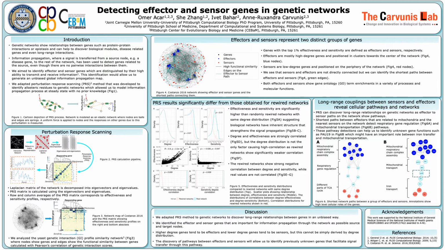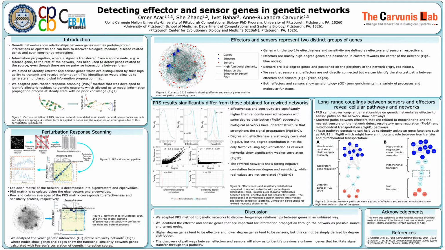In this project, we analyze the yeast genetic interaction profile similarity network, published by Costanzo et al. in 2016. On this network, nodes are genes, and edges represent the functional similarities between those genes. By applying PRS on the Costanzo network, we identified effector and sensor genes, which show the highest effectiveness and sensitivity values. On this network, you can see that effectors are positioned in clusters towards the center of the network, and sensors are positioned on the periphery and less clustered. We see that they are not directly connected, and we also see that both effectors and sensors show gene ontology enrichments in a variety of categories.